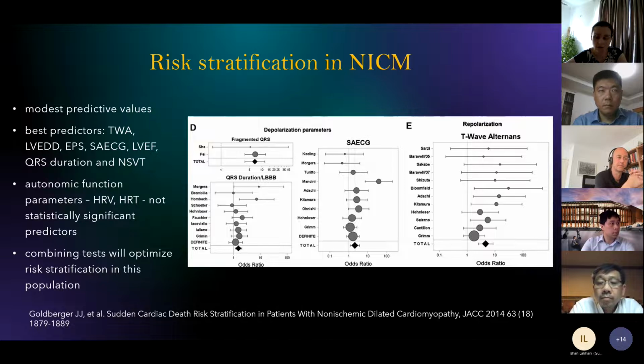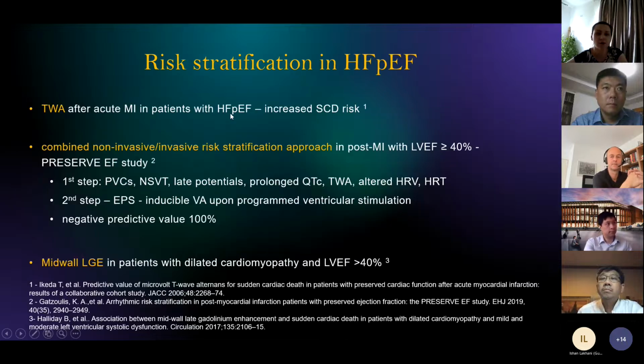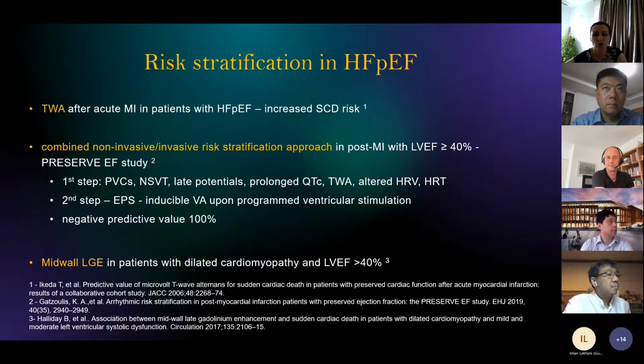Autonomic function parameters such as heart rate variability and heart rate turbulence were not statistically significant predictors in this population. And the authors concluded that probably combining tests will optimize the risk stratification in this population. For HFpEF, data is limited and mostly is on patients with coronary artery disease.